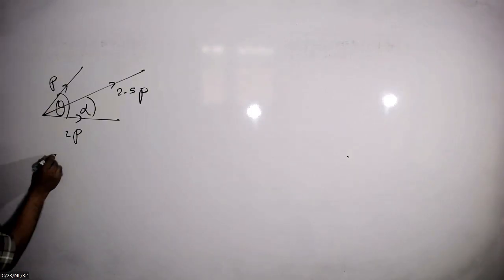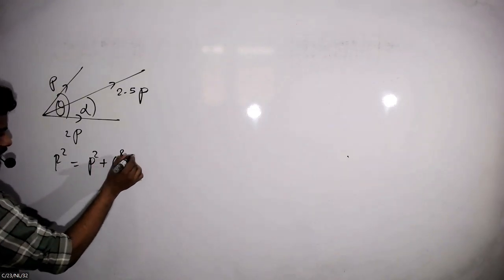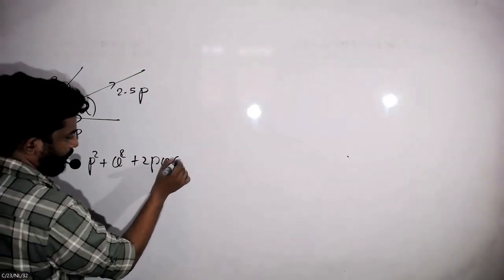The angle between the two vectors. You need to find this angle by using given data. Right, son. Let's apply this to the equation. R squared is equal to P squared plus Q squared plus 2PQ cos theta.